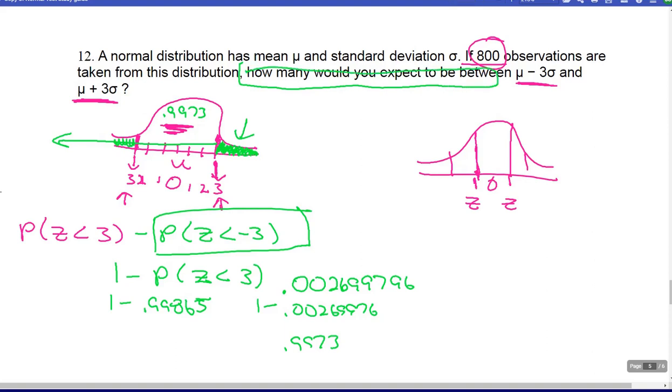We have the probability of being in the middle, right? Mm-hmm. And we've got to do what of that probability? Multiply it times the number of trials. How many trials did we have? 800. What's that times 800? 797.84. And again, in this case, you can't have part of an observation. So what we're going to say is 798.